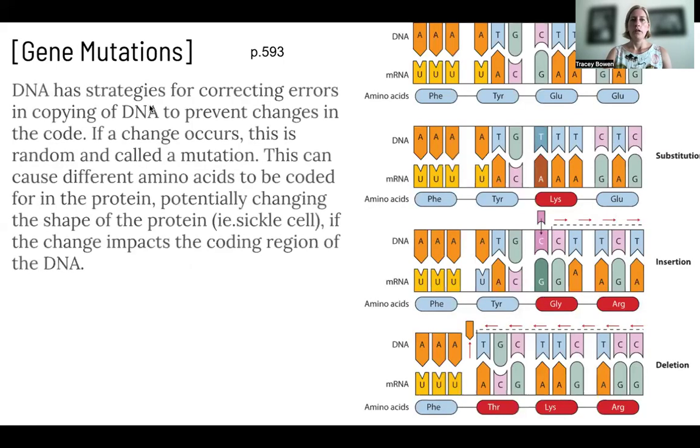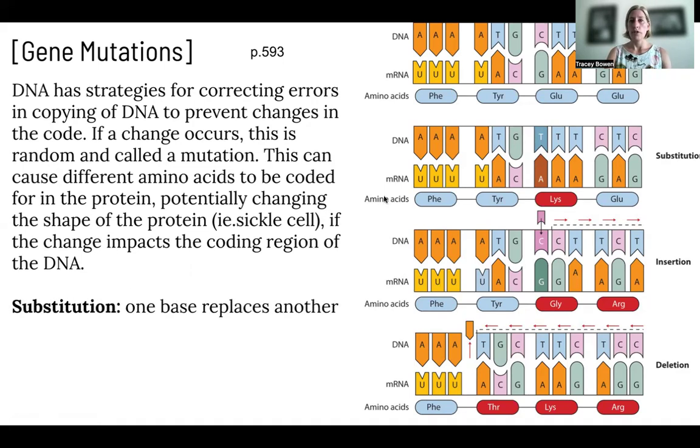So firstly, what are gene mutations? DNA has strategies for correcting errors in the copying of DNA to prevent changes in the code. And if a change occurs, this is random and it's called a mutation. This can cause different amino acids to be coded for the protein, and that can potentially change the shape of the protein. An example of this is sickle cell anemia. We'll see the specifics of that in a couple of slides. But what has happened here is a base mutation has occurred, and that has changed the outcome of that cell.